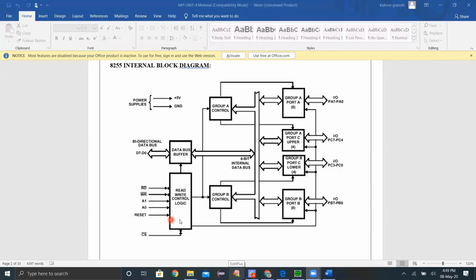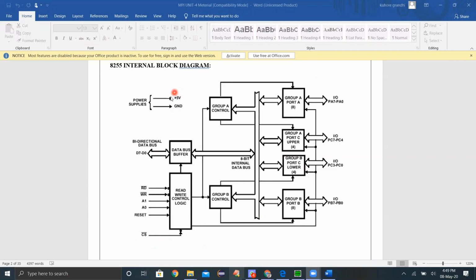Here, the reset pin is used to reset the 8255 interface. If the processor sends data to the input-output devices, then the interface unit is reset for the new data, and the CS bar is a low signal.